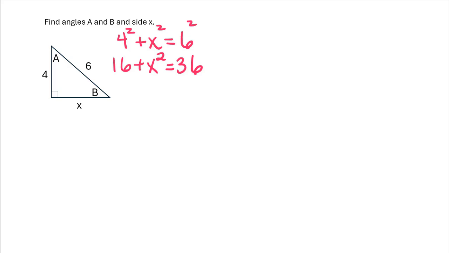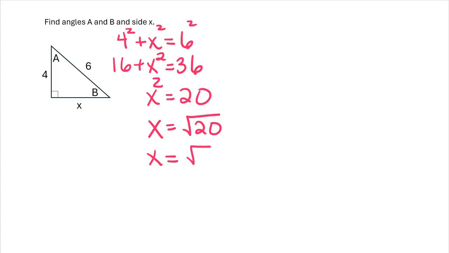If you subtract 16 on both sides, you're going to have x squared equals 20. If you take the square root on both sides, the square and the square root will cancel and you'll just end up with x, and then you'll have the square root of 20. We know that we can write the square root of 20 as the square root of 4 times the square root of 5.